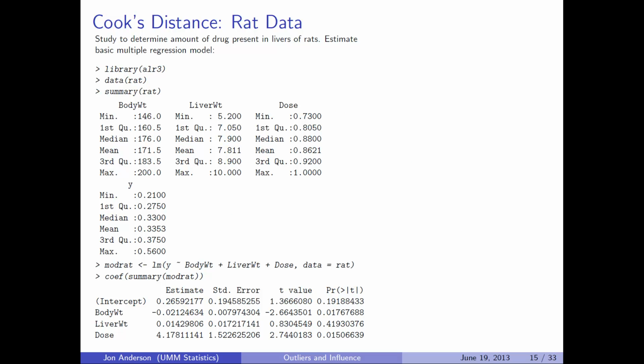Here's a little example of an animal study studying the amount of drug that is present in livers of rats. We have the liver weight, we have the body weight of the rat, we have the dosage of the drug that was given to the rat, and so that's the multiple regression set of predictors. And then the amount of drug in the liver is the response Y, and we relate Y to the predictors through a multiple regression model here.